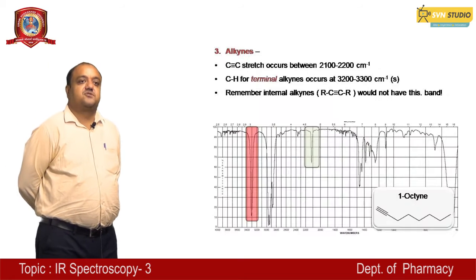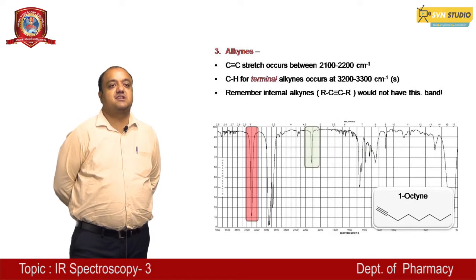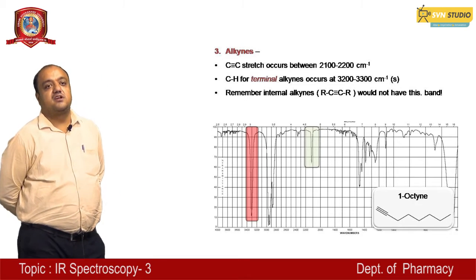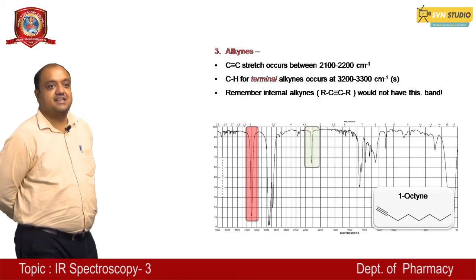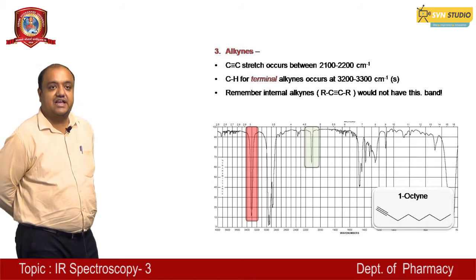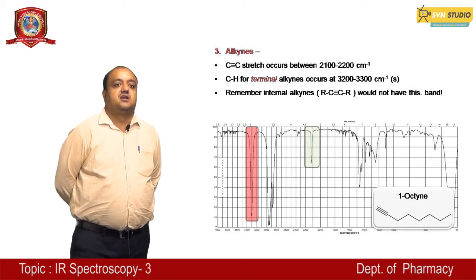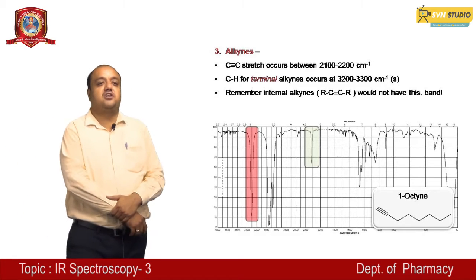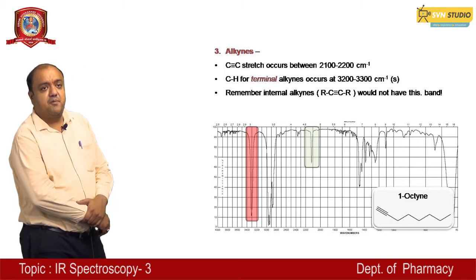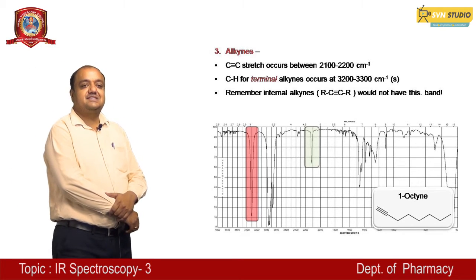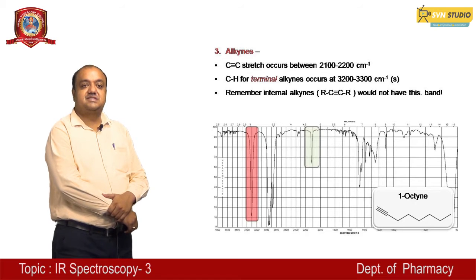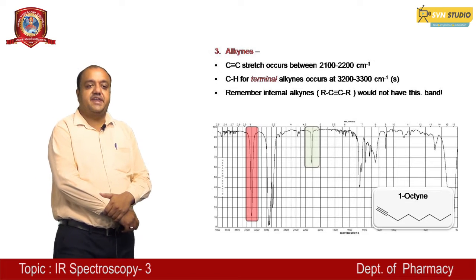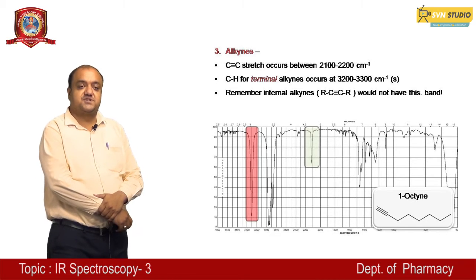Next one is the alkynes group, and C triple bond C stretch occurs between 2100 to 2200 centimeter inverse, and the C-H for terminal alkynes occurs at 3200 to 3300 centimeter inverse in a small intensity peak, and remember, internal alkynes like C triple bond C would not have this band, for example octyne and its absorption.